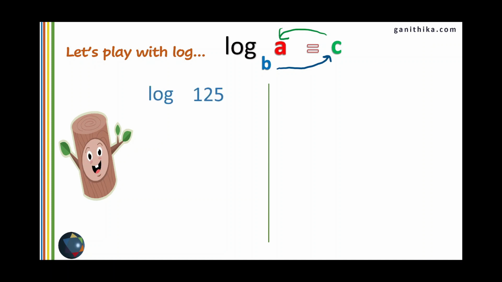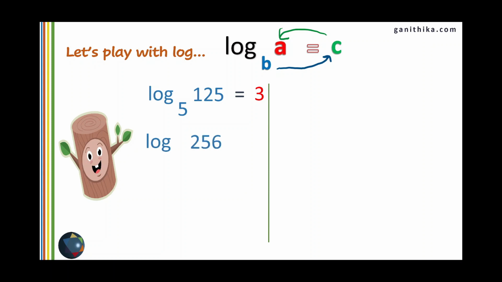Log of 125 to the base 5 is what? The question asks you for the power when 125 is written in base 5. 5 to the power of what is equal to 125? If you follow the arrow mark given above, 5 to the power of question mark is equal to 125. You can see that 5 times 5 times 5 gives you 125. Therefore, 5 to the power of 3 is equal to 125. Therefore, log of 125 to the base 5 is equal to 3.